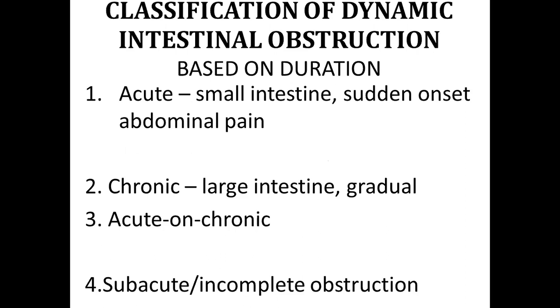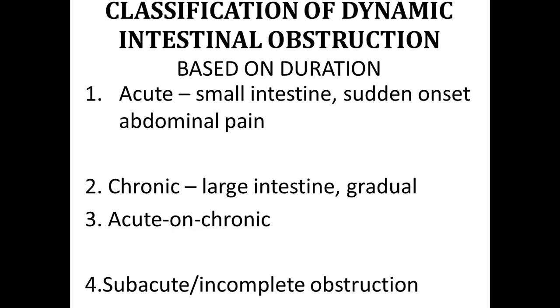So intestinal obstruction can be classified as acute, chronic. Intestinal obstruction can be classified as acute, chronic, acute on chronic, subacute. Then it can be classified as complete or incomplete. Right? Acute simply means sudden onset intestinal obstruction. That's acute. While for chronic, it's usually a gradual onset intestinal obstruction.